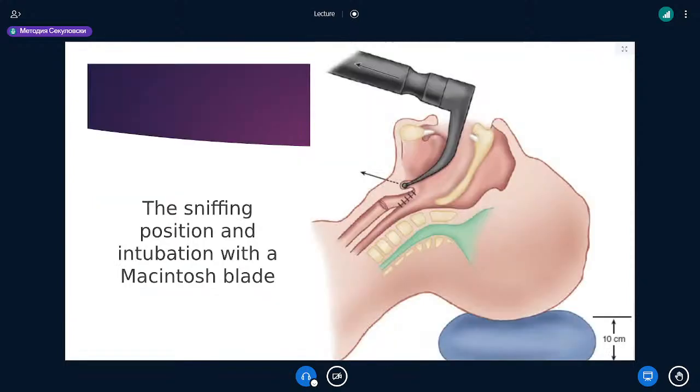This is very important to know about the position of the intubation. Here is the sniffing position and intubation with the Macintosh blade. You can see the Macintosh blade comes before the epiglottis. When we are working with the Miller blade, the end of the blade goes after the epiglottis, here. With the Macintosh, the end of the blade comes before the epiglottis. After that, your hand goes up and across. You can see the black streak in the picture.